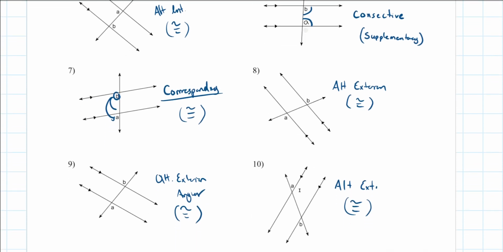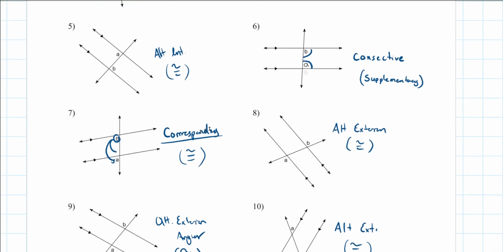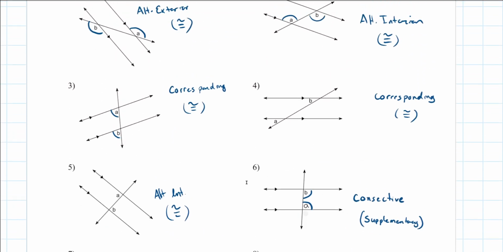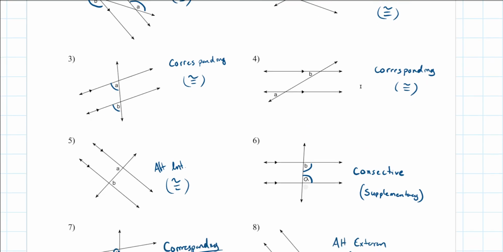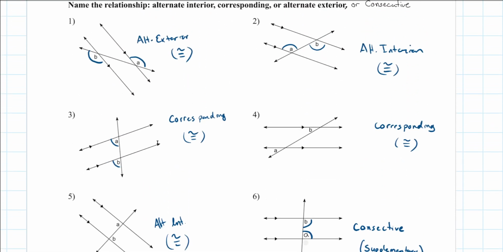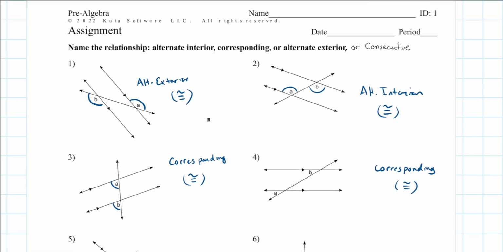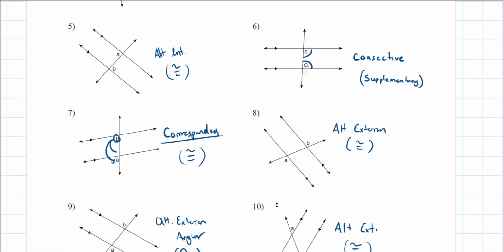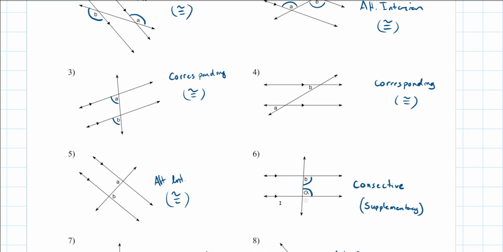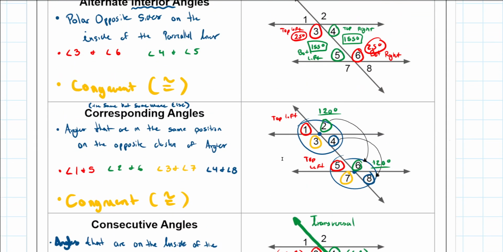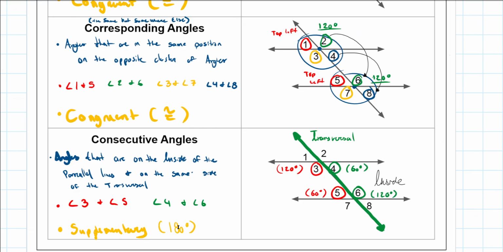Luckily enough, though, I think we've hit all 4 of the different types of situations. Alternate exterior, correct. Corresponding, check. Consecutive, check. And alternate interior, was there 2 of them? There you go, check. So we've hit all of our bases here, folks. Notice, look how many of them are congruent. That's because 3/4 of the angle pairs are congruent. There's only one angle pairing where they're not congruent. So congruent, if you're going to guess, if you're on like a state test or something and you just have to guess, well, congruent is probably your best guess. But if you don't have to guess, please remember, consecutive angles are supplementary.